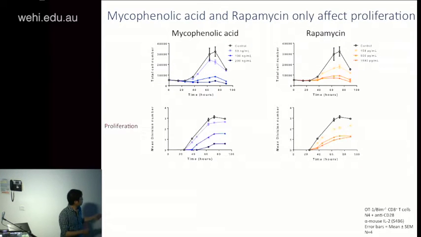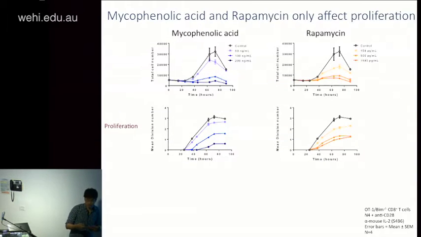So when we first explore the effects on proliferation, you can see that in a dose-dependent manner, mycophenolic acid increases the time it takes for cells to enter division. It also decreases the rate of division, and it also decreases the number of times cells divide in a dose-dependent manner. Rapamycin, as you can see, also increases the time it takes for cells to enter division, also increases the time it takes for cells to progress through division, and also decreases the number of times the population divides.